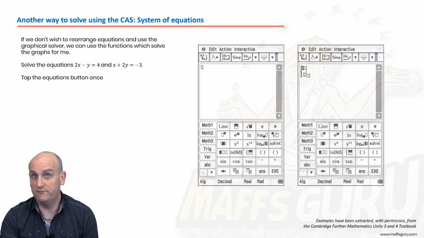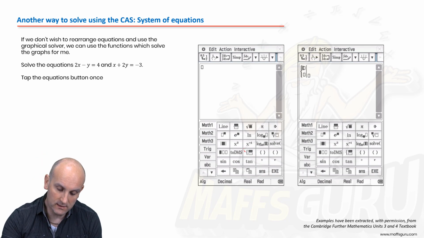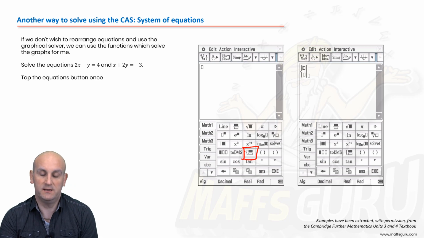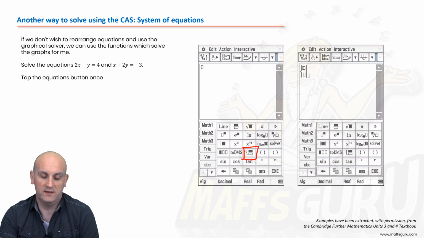There is another way of doing it using your CAS, and that's through using what we call a system of equations. And you will notice on your CAS calculator, there is this button here. That's if you've got the Casio. If you've got the TI Inspire, I'm sure it's there somewhere. I used to love the TI Inspire, but the Casio ClassPad is all the way for me.